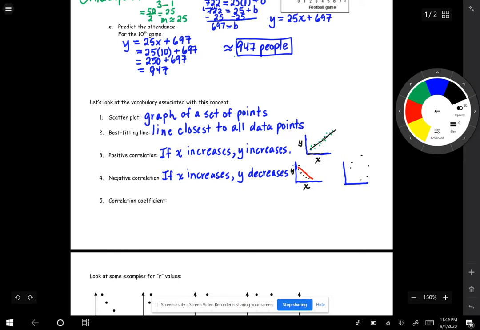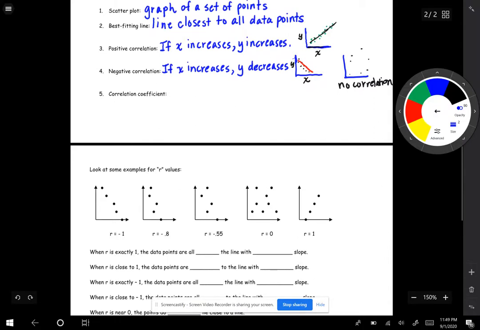And really, it's just a scattered pattern, which you can't draw a line of best fit. This would be no correlation. There we go. Okay, the last vocabulary word is correlation coefficient. And this particular correlation coefficient is R.